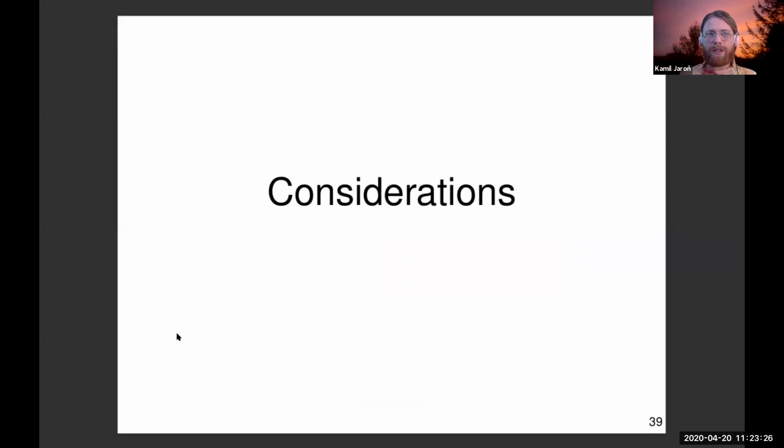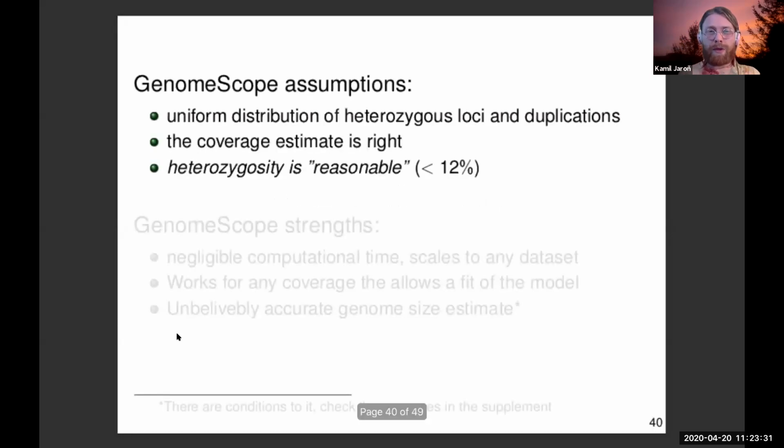So now I would just like to, I'm running out of time, so there are just a few considerations. GenomeScope works great, but it does assume a uniform distribution of heterozygous loci and duplications, which does not always have to be met. If the fit puts the 1n coverage somewhere else, it will get all your numbers wrong. And it also cannot deal with super huge heterozygosities, because there are just no shared k-mers.